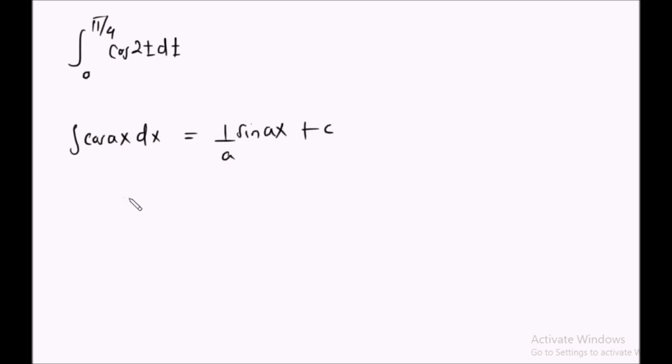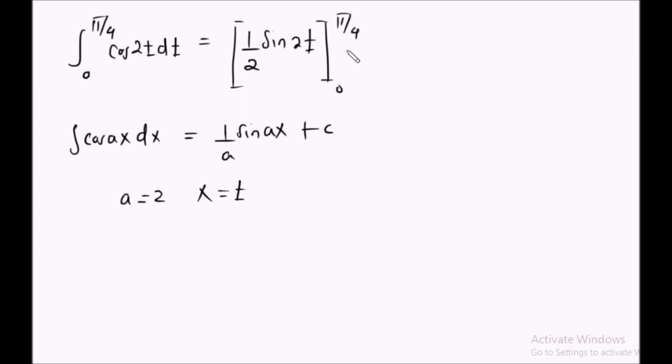So in our case here now a is 2, and x is now t. So here we are only going to get 1 over a, which is 2, sin of a t, that is 2t. Now we are not going to put c because it's a definite integral, but we will put limits from 0 to pi over 4. So this is now 1 over 2 sin of 2t from 0 to pi over 4. That is what we have.